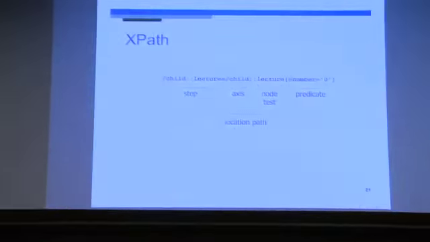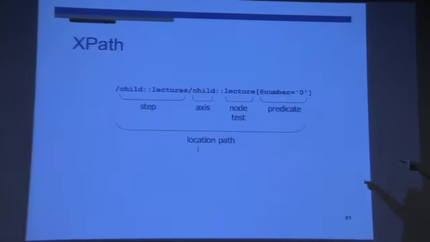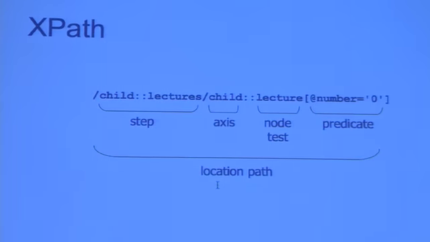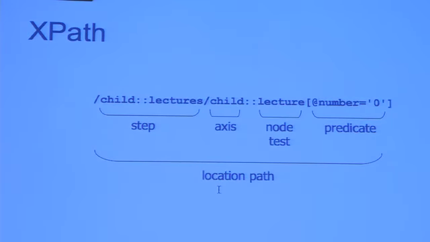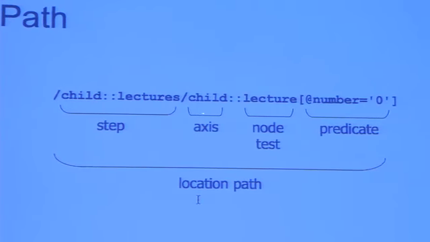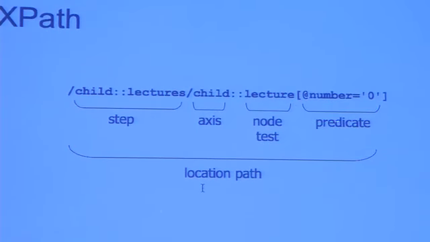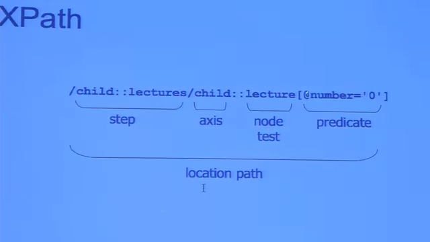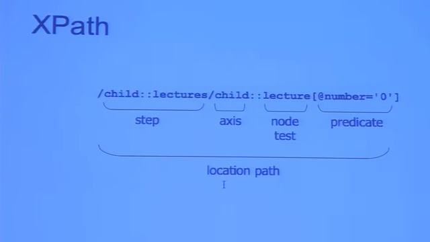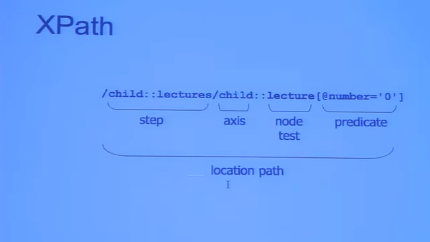So each of these things between the slashes is what's called a step. A step would be part of the location path here. In this case, there's 2 steps. This one, because there's a slash there, and then this whole thing. So axis, let's come back to. Node test, let's come back to. But here's predicate. We just introduced the idea of a predicate. In this case, I'm filtering on @number equals quote unquote 0, which is hopefully going to give me lecture 0. So now the whole thing is a location path.